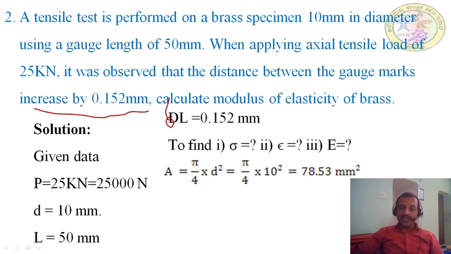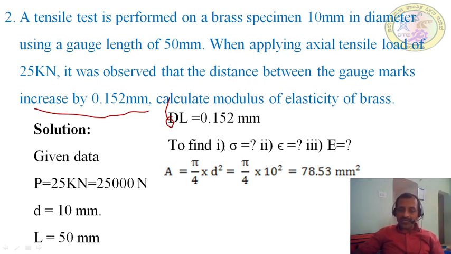So what is he asking? He is asking to find the stress sigma, question mark, and strain epsilon, question mark, and next he is asking to find the modulus of elasticity. To find the modulus of elasticity you need sigma and epsilon, because you already know that Young's modulus, or the modulus of elasticity E, is given by the ratio of stress and strain.